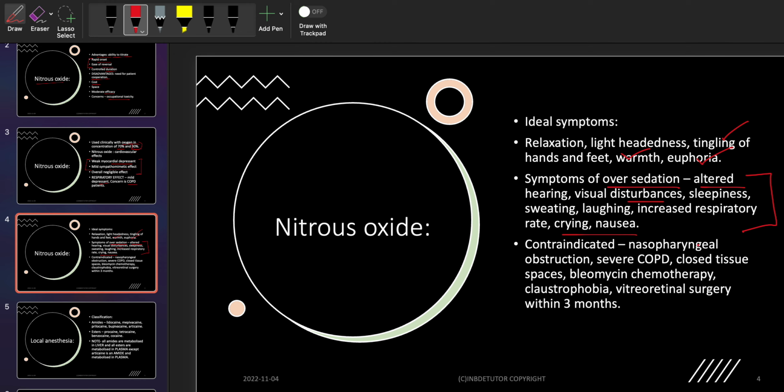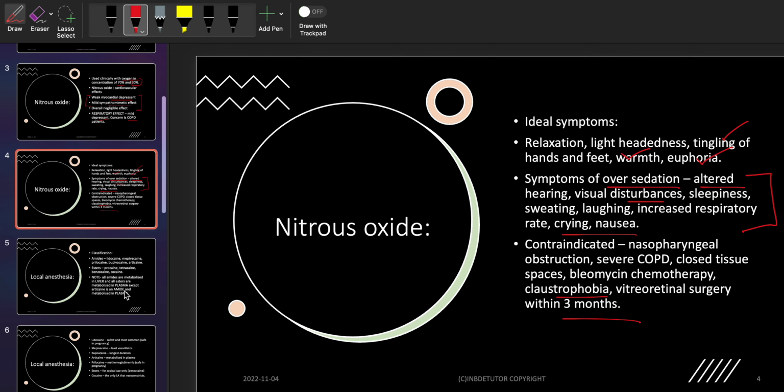Now, contraindicated. Where is it basically contraindicated? As I've already mentioned, nitrous oxide has a tendency to replace gases. If there is any obstruction in the body system, if there is any closed part of the body, it has a tendency to replace the oxygen over there and can cause some serious effects. So, nasopharyngeal obstruction, severe COPD, closed tissue spaces, bleomycin chemotherapy, claustrophobia, vitreoretinal surgery within 3 months.